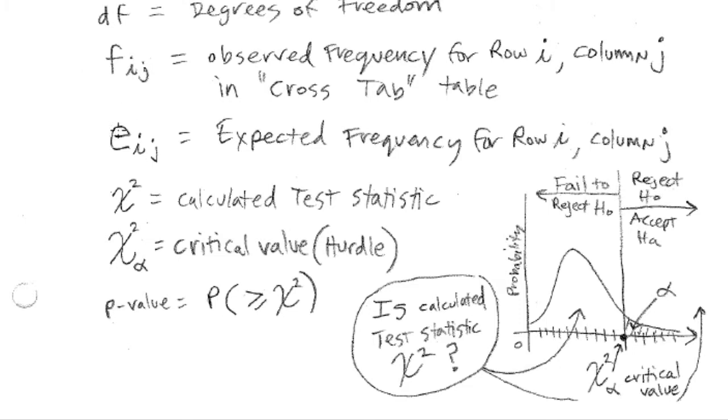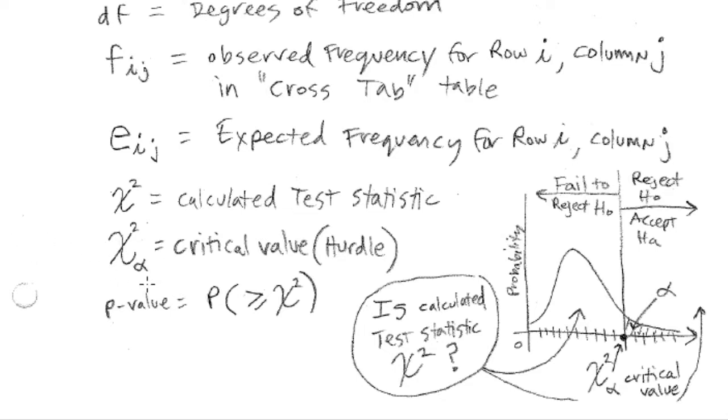And since it's a cross-tabulated table, to figure out where the expected frequency or the observed value is, you've got to know the row and the column. This will be our chi-squared calculated test statistic. This is the one that will take lots of calculating. And then here's our critical value.